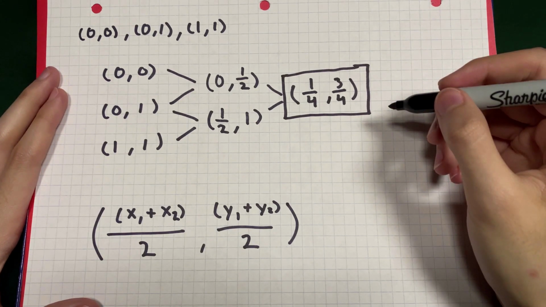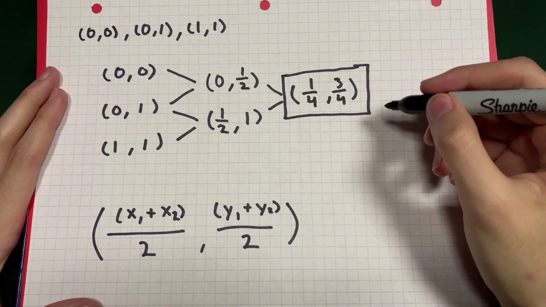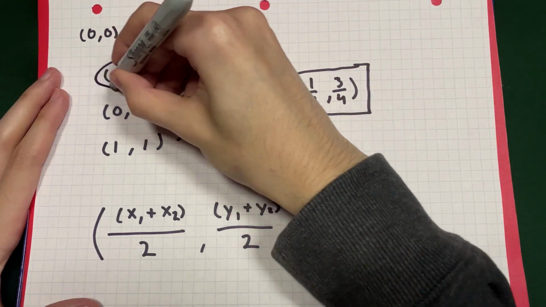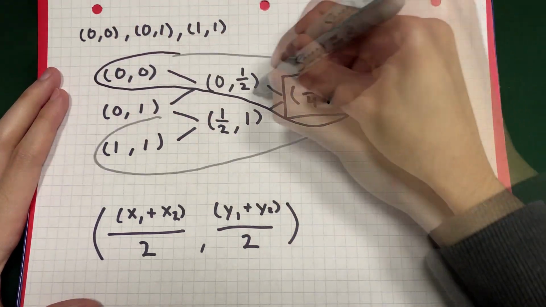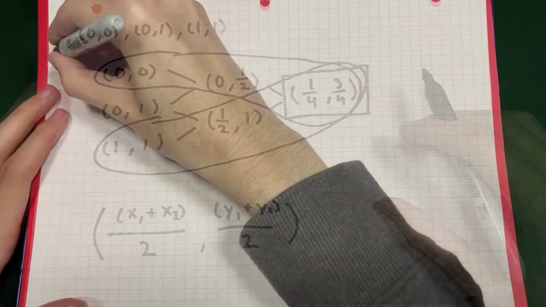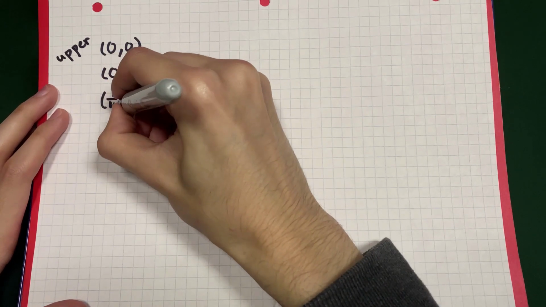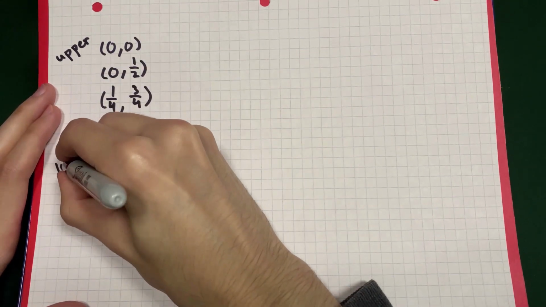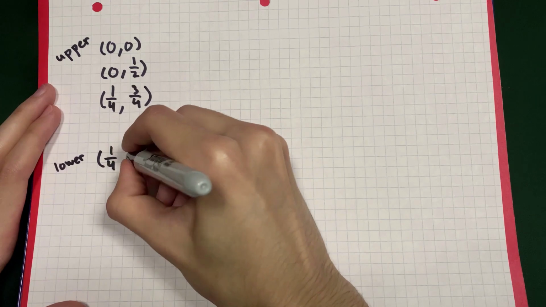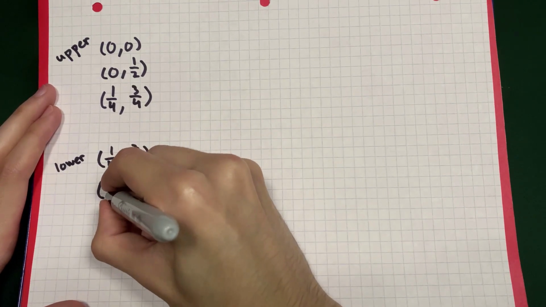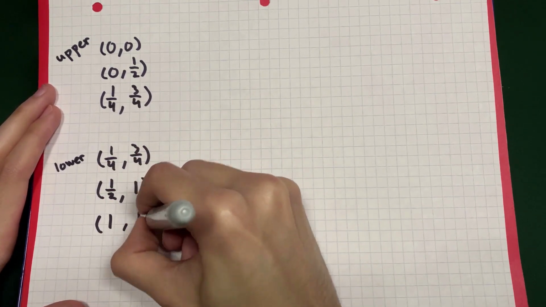This next step is what makes midpoint subdivision pretty unique. What we do next is make this same table, but for the top 3 points and the bottom 3 points. So, for the upper edge table, we'd have 0, 0, 0, 1 over 2, and 1 over 4, 3 over 4. For the lower edge table, we'd have 1 over 4, 3 over 4, 1 over 2, 1, and 1, 1.